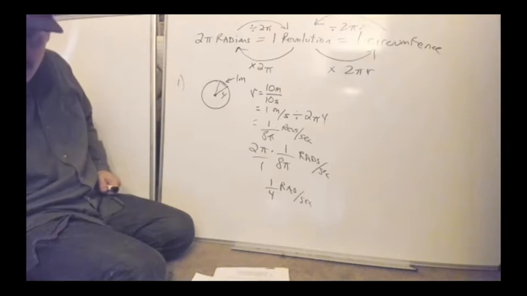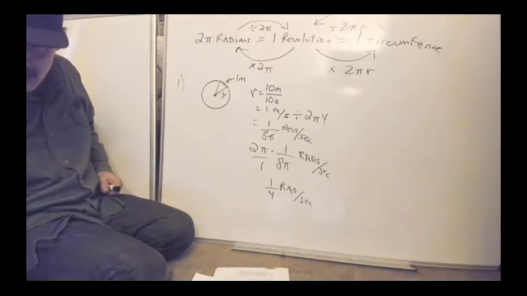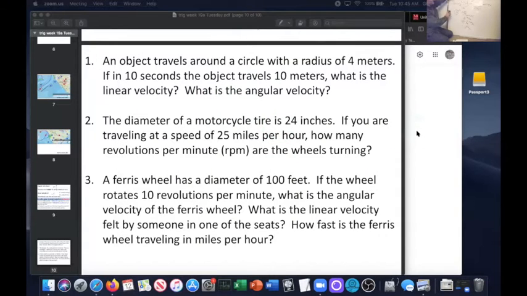All right, so now we got the next problem. Okay, so we got this motorcycle, and we're given the diameter this time of the tire, I think the back tire. And it tells us that it's going 25 miles per hour. All right, so right now we know the linear velocity. The linear velocity of the back tire is 25 miles per hour.